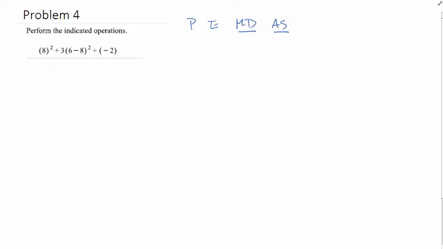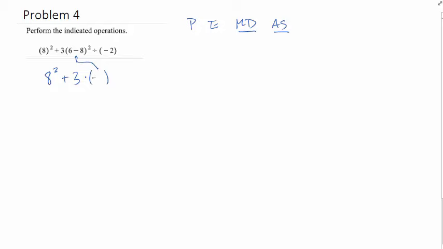So if I scan through this, the first thing I see is parentheses. Well, there's a parentheses around the 8, but there's not much we can do about that. This is an operation that we can do here, and this is a negative 2. We can't do anything about that. So our first step is to deal with 6 minus 8. So we have 8 squared, and I might as well just drop the parentheses there because that's not really necessary. Plus 3, there's no symbol here, so assuming this is a multiplication. And now this is what I'm going to work out first.